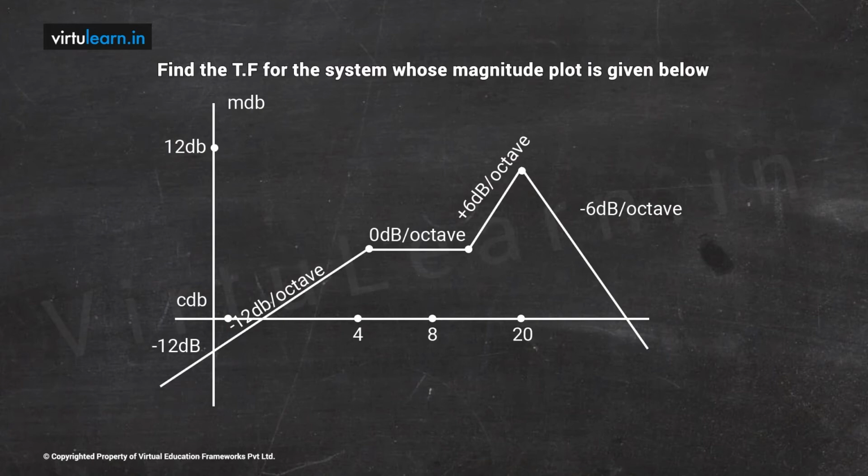Now we can also see that initially at omega is 0.1, it is given that it is minus 12 dB. This information, at omega is 0.1, minus 12 dB, is very useful to find the k value because it is on the initial slope. Now, so I have 4 terms. Let us see how to find all 4 terms.